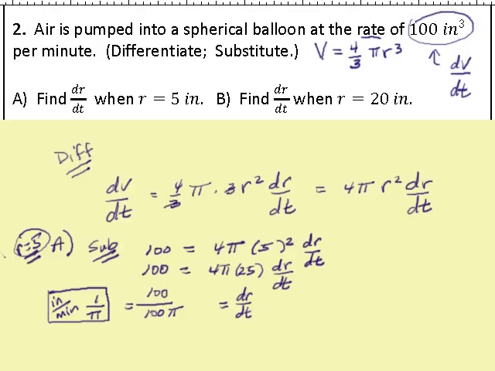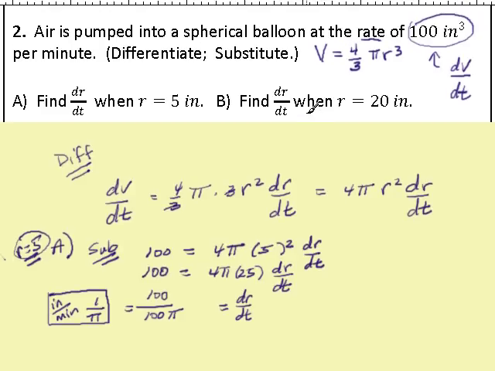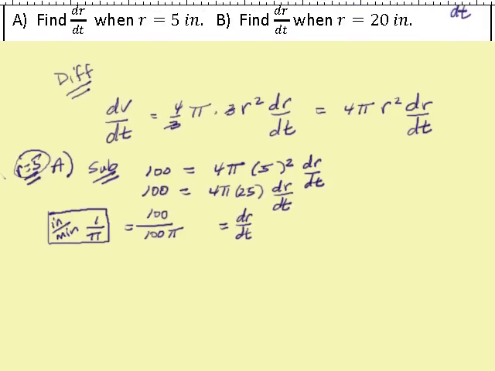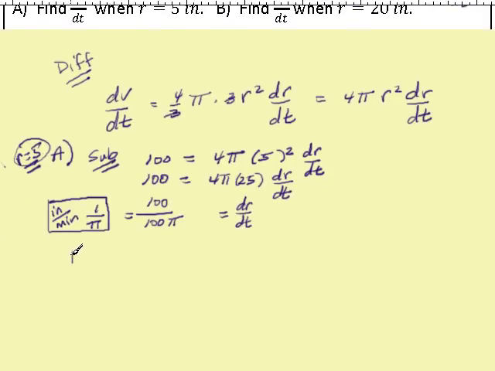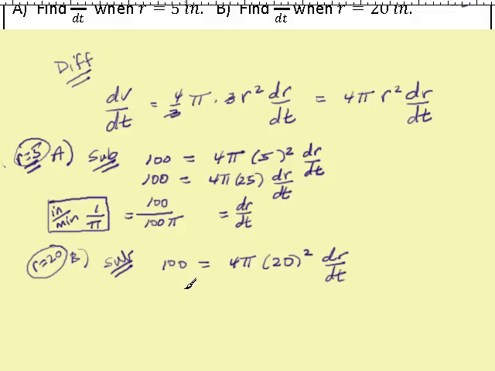Okay, now part B, we're going to again substitute, but this time we want to figure out dr/dt when r is equal to 20. So we're substituting r equal 20 this time. Again, we're up to the substitution step. We're substituting right into here. dV/dt is 100, equal to 4π times 20 squared dr/dt, and we're just going to solve for dr/dt.